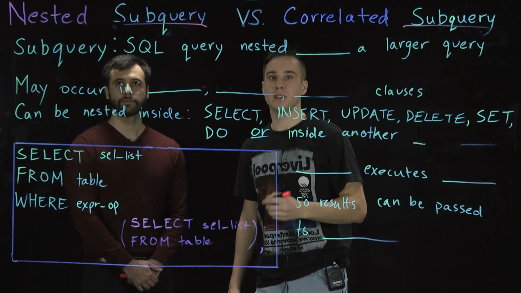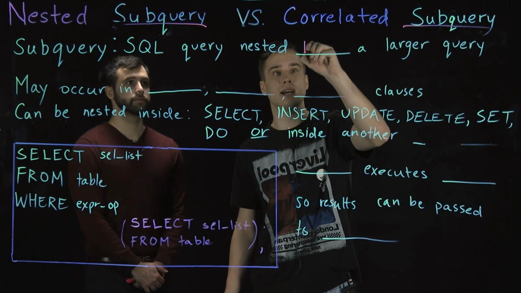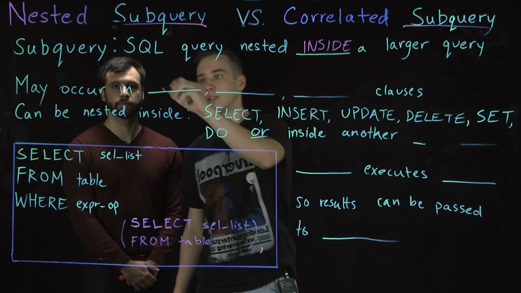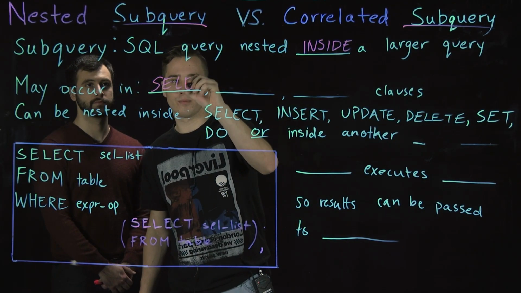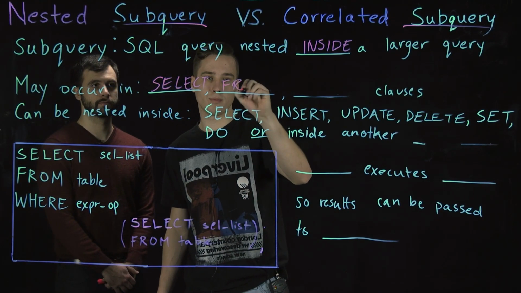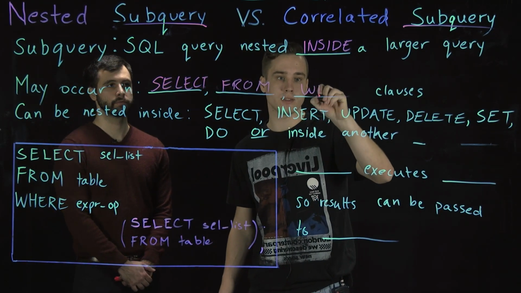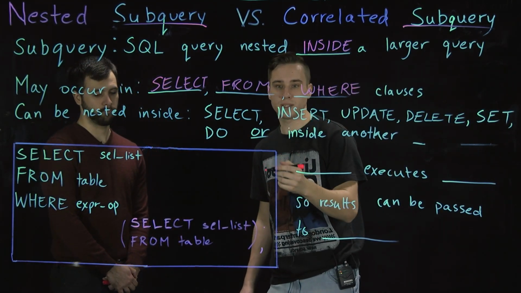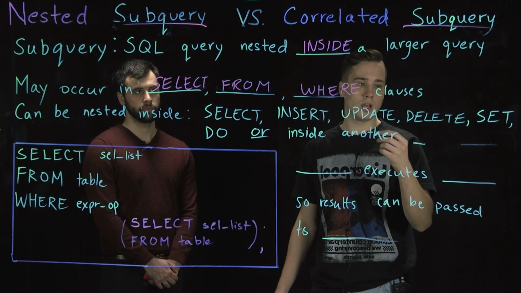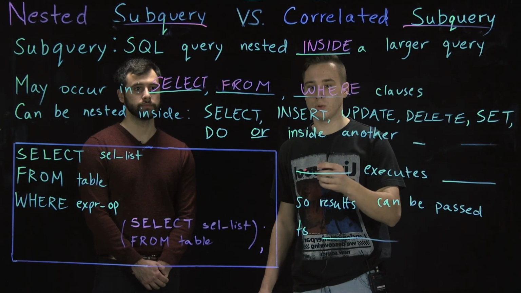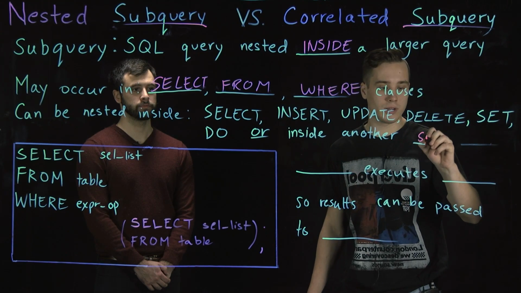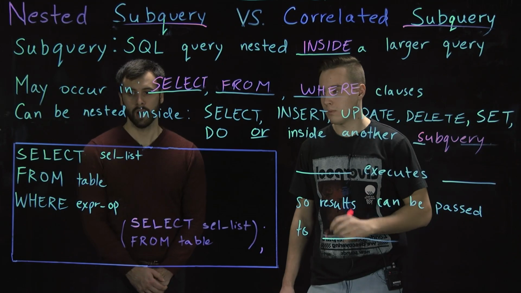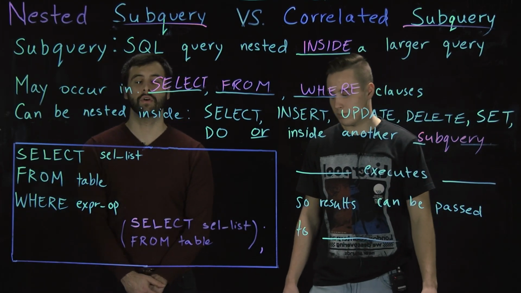A subquery is an SQL query that is nested inside a larger query. It may occur in select, from, or where clauses. It can be nested inside of a select, insert, update, delete, set, do, or inside of another subquery. A subquery is also called an inner query or inner select.